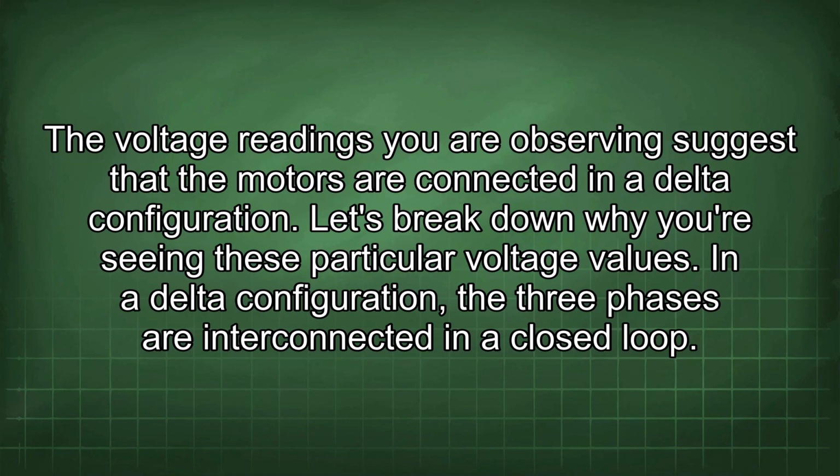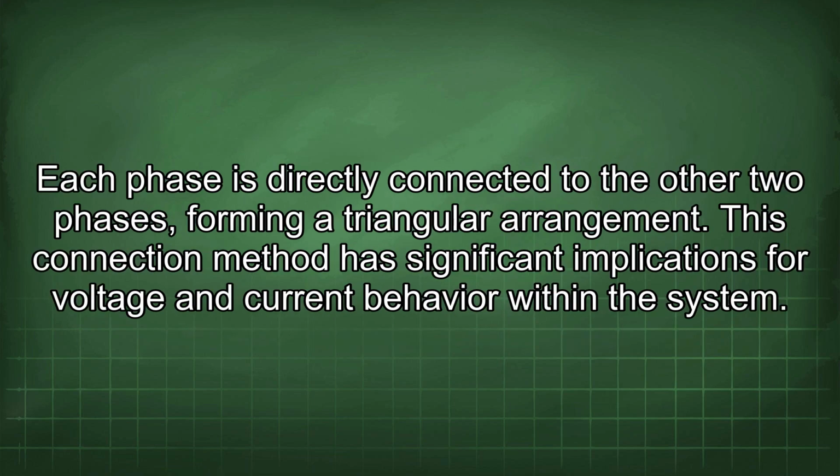The voltage readings you are observing suggest that the motors are connected in a delta configuration. Let's break down why you're seeing these particular voltage values. In a delta configuration, the three phases are interconnected in a closed loop. Each phase is directly connected to the other two phases, forming a triangular arrangement. This connection method has significant implications for voltage and current behavior within the system.